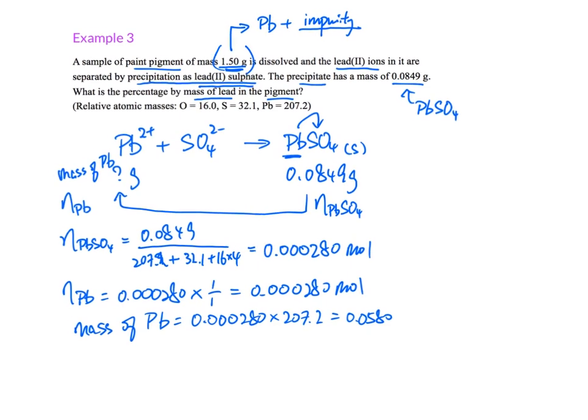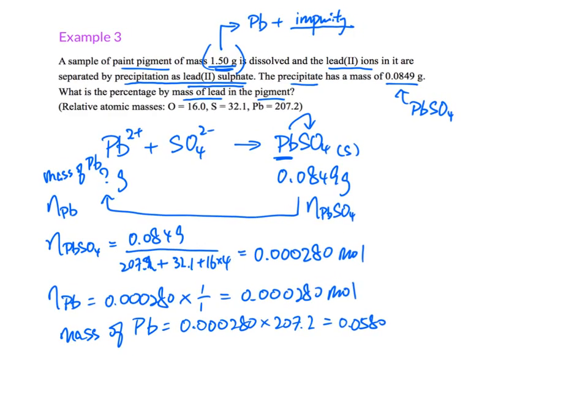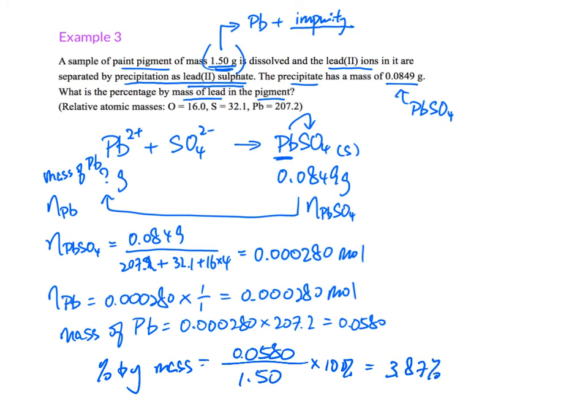The answer for this part will be 0.0580 gram. So for the percentage by mass, we use this mass over the original 1.5, times 100%. It will equal 3.87%. Hopefully I didn't do the math wrong. So this is how we do the percentage by mass. But actually you have another way, a little bit faster.